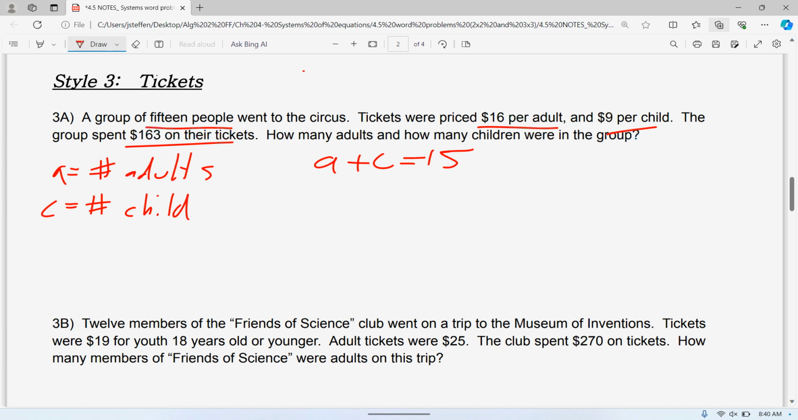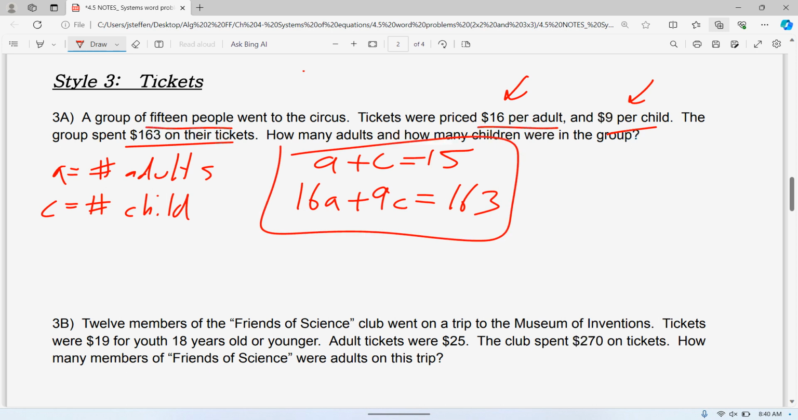How about this one? Well, we're going to go with the 16 and the 9. So if it was $16 for every adult, you take 16 times how many adults went, plus $9 for each child, so how many children, that equals what they paid. This is one of the problems that some students struggle with. I get it. The first equation is take the two variables, the total, that's the amount of people that went. And then the next equation, you use the amount they paid per ticket to equal the total amount they paid.